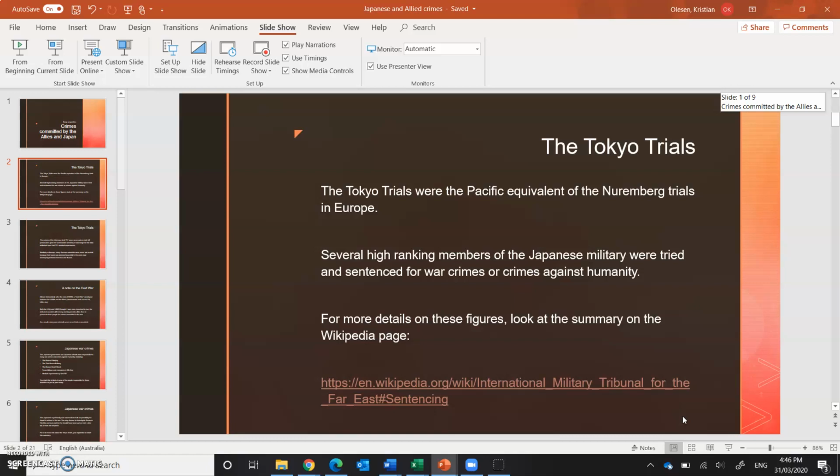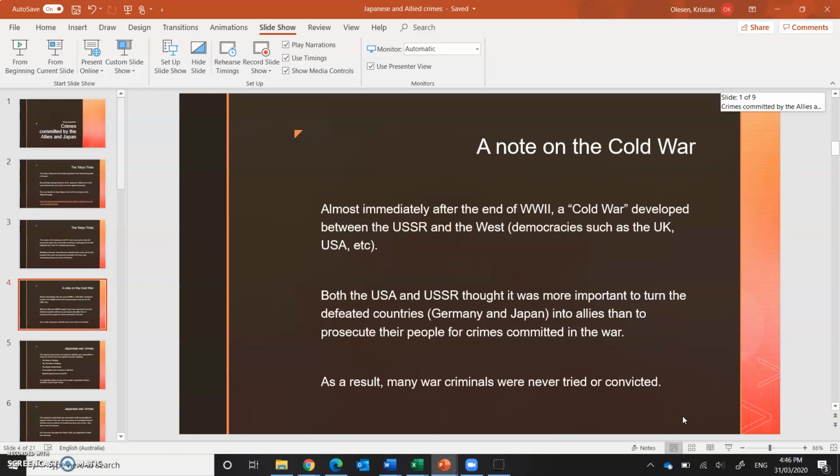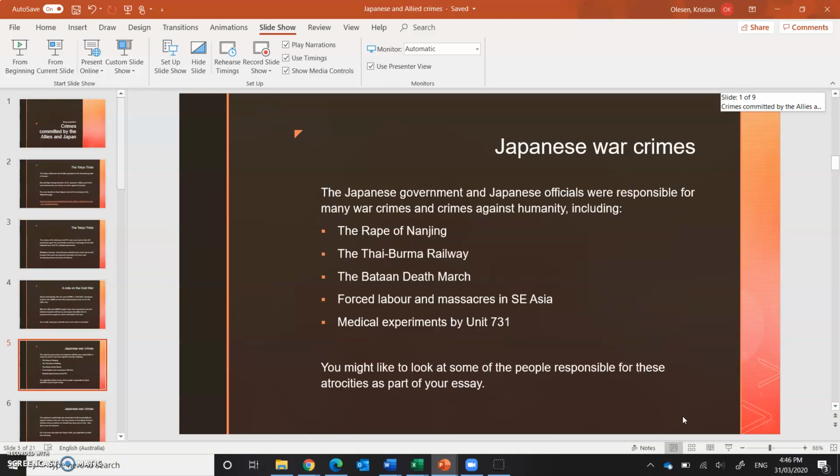So in this PowerPoint presentation, you'll see just a few bits and bobs about the Tokyo trials, some important notes about what was going on in the world at the time, a few examples there of prominent war crimes that were part of the terms of reference for those trials that you might like to think about including in your essays.